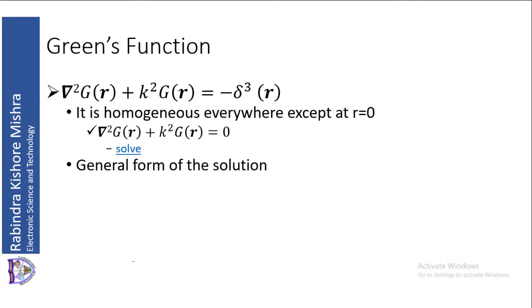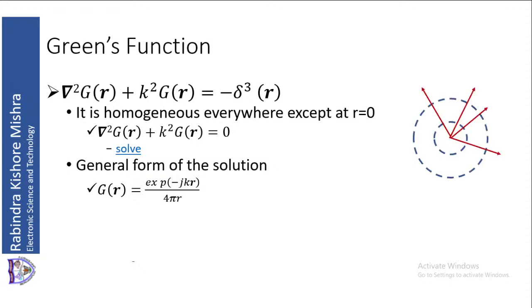The general form of the solution we have seen now will be exponential minus jkr by 4 pi r. Now what does that imply? If you look at the general form of solution, it has two terms, the numerator and denominator. The numerator is exponential minus jkr. Therefore, the numerator part gives us the phase of g of r, whereas the denominator part 1 by 4 pi r is the amplitude of g of r.